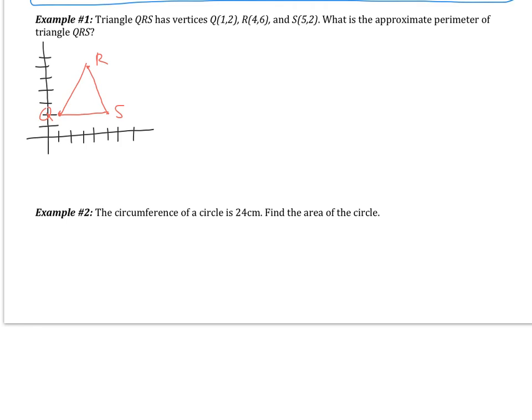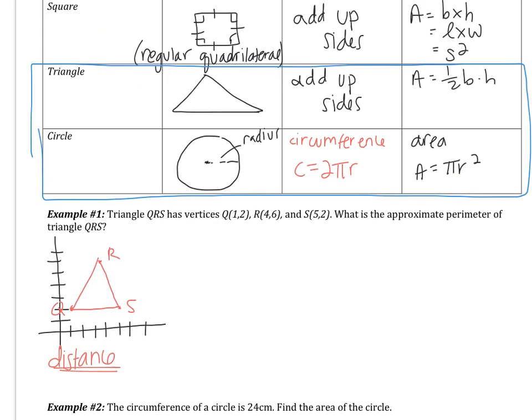Well, you're going to have to use the distance formula. You need to find 3 sides, so you're going to have to do the distance formula 3 times. I'm going to move this down a little bit. I'm going to start the distance formula with QR. So I'm going to start by subtracting those x's, and then I'm going to have to subtract those y's and square them. 1 subtract 4 is going to be negative 3 squared. 2 subtract 6 is going to be negative 4 squared.